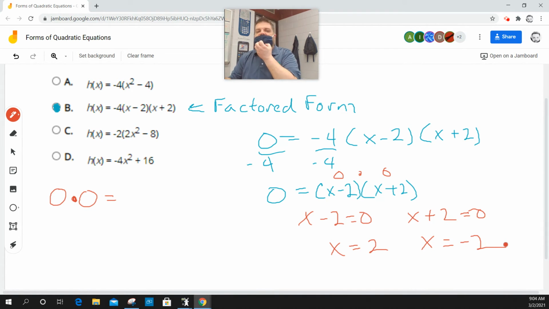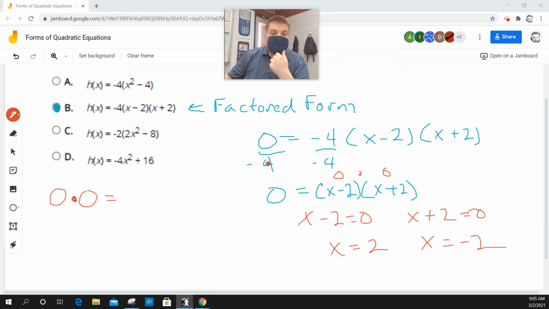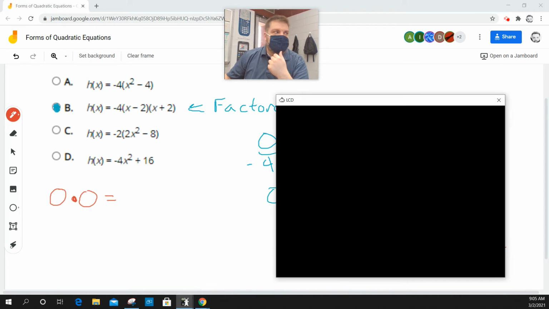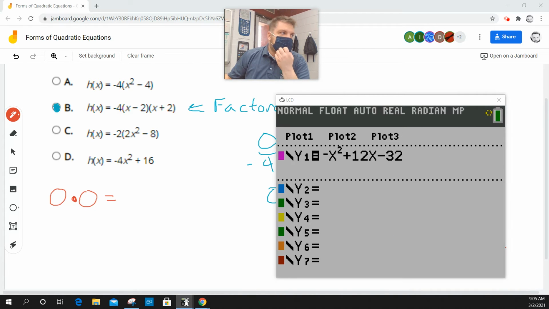How can I verify that, you guys? Huh? Graph it. So we're going to graph it. She said with confidence, graph it. All right, so let's graph it. Go to y equals. And am I subtracting 4, or is that a -4? It's a -4, right? And then that's going to be multiplied by x minus 2, not that it matters. And then x plus 2.